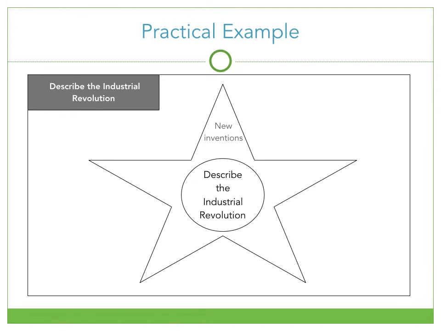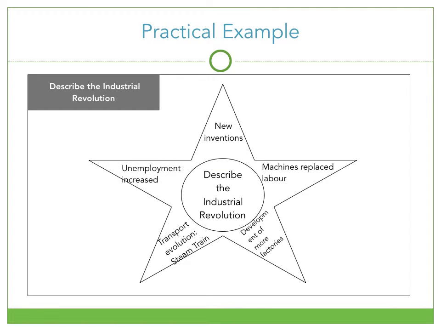And next, the learners need to think of different characteristics such as new inventions were developed and discovered during the Industrial Revolution. Machines began to replace manual labor. There was the development of more factories, of urbanization. There were transport developments. The steam train came about. Unemployment also increased. While machines began to replace people in factories, people were then out of jobs. Now, those are 5 relevant characteristics of the Industrial Revolution.